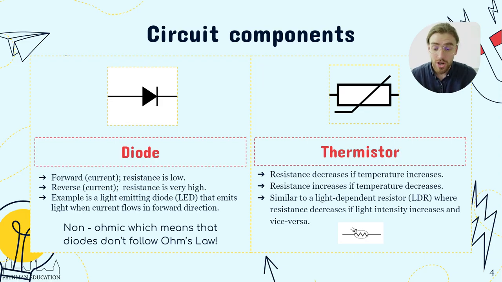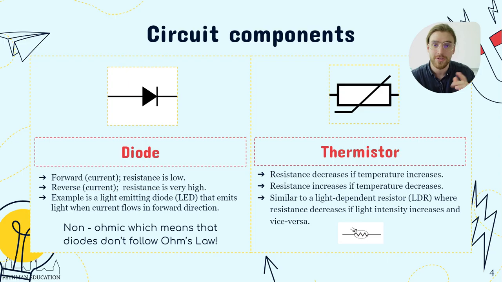This is what we call a non-ohmic conductor. A non-ohmic conductor means that it doesn't follow Ohm's law. That's something we'll get into soon. A thermistor is usually something that can be used on kettles.